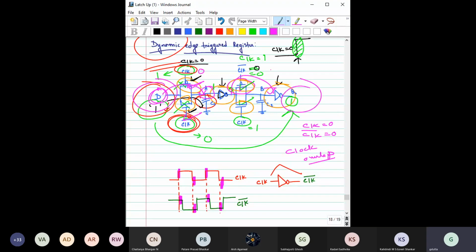But think about the master slave flip flop. What is a master slave flip flop? There is no direct path from the input to the output. Only during one clock phase is there a connection from the input to the middle part, and in the next clock phase there is a connection between this middle part and the output. No direct connection. Then the whole concept of the master slave flip flop is lost here. So this is the clock overlap.